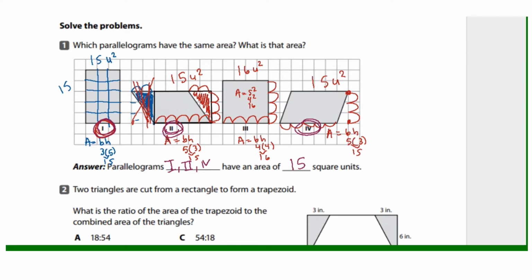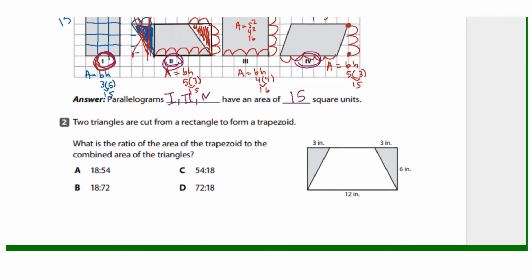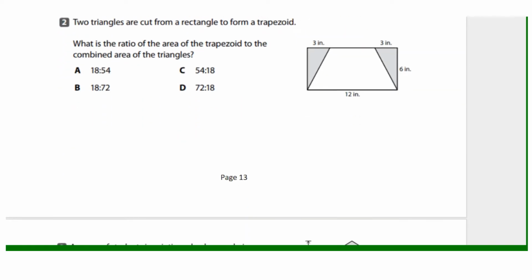Let's go to the next question. All right, now this question here, you have to use ratio. You have to use equivalent ratios. You have to understand that concept, and you have to understand area.